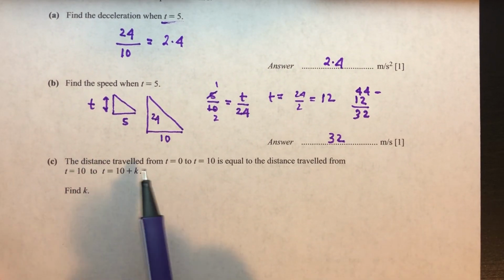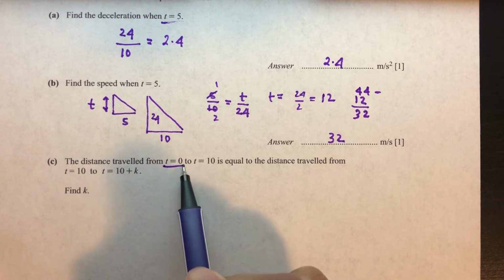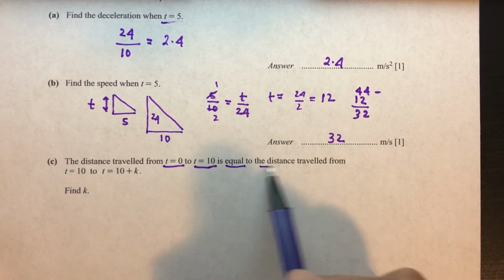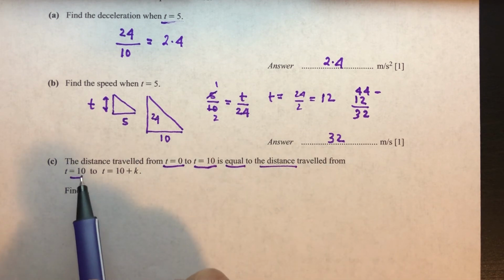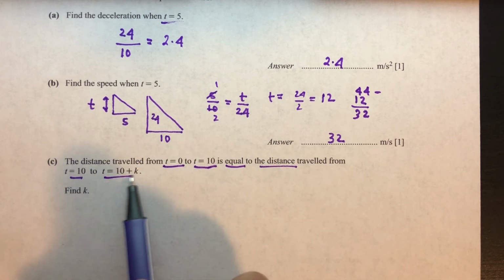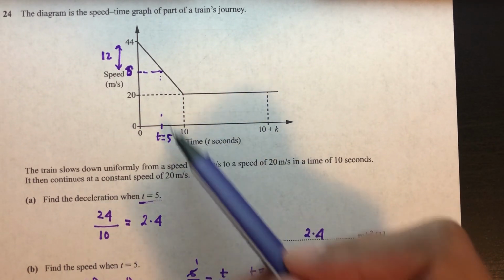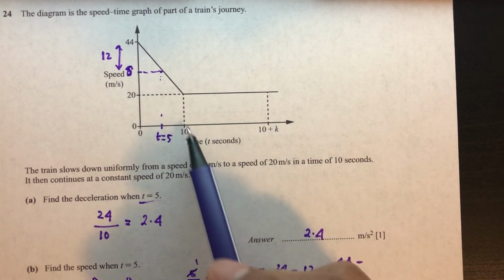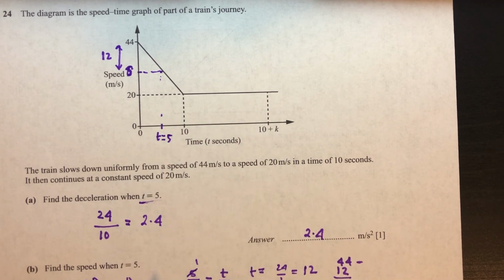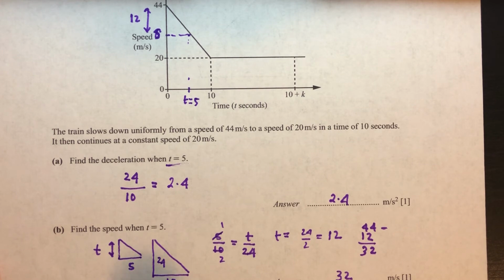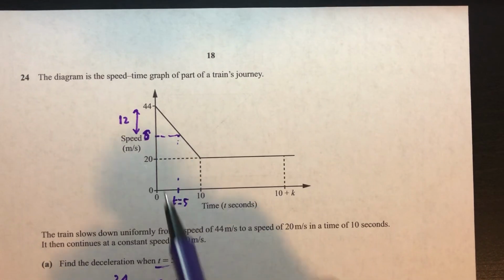The distance traveled from t equal to 0 to t equal to 10 is equal to the distance traveled from t equal to 10 to t equal to 10 plus k. So we are saying that this distance here is equal to the distance here. So let's calculate one by one. What is the first part of the distance, which is t from 0 to 10?